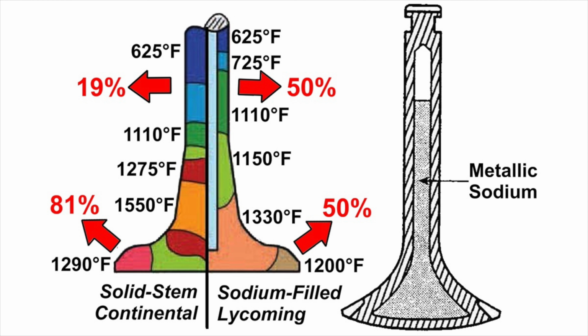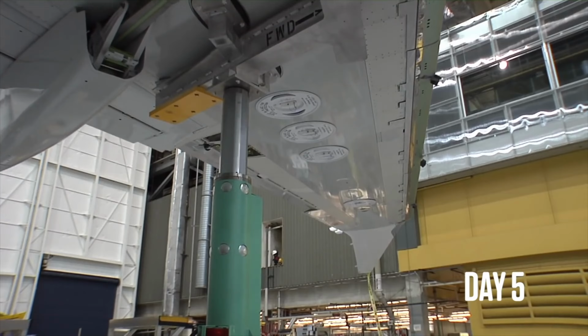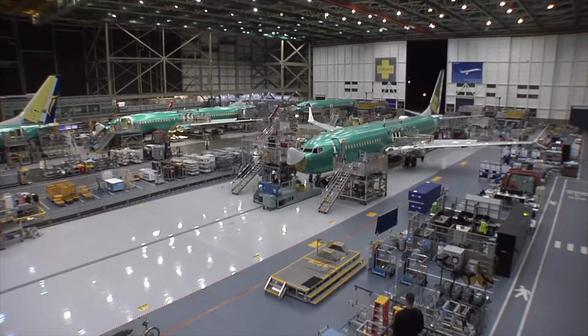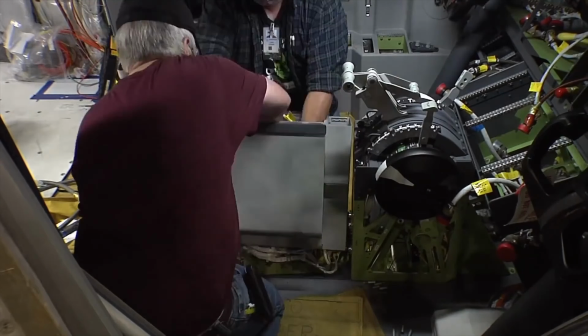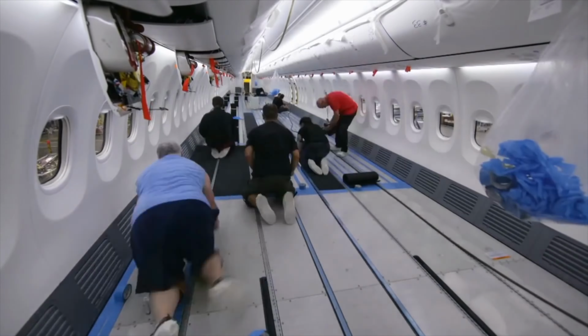It is to be found in the exhaust valves in piston engines, there to improve heat transfer. Exhaust valves have hollow stems which are filled with sodium during manufacture.